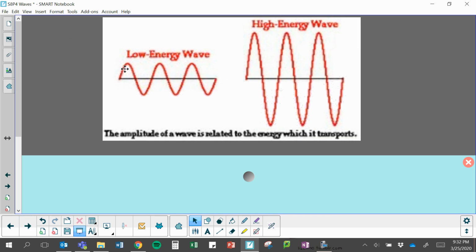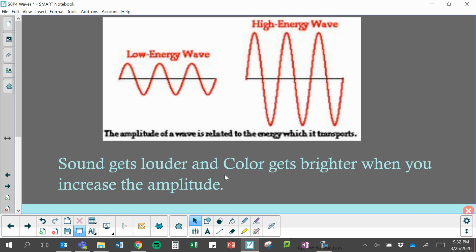Okay, so here we have a low energy and then a high energy wave, and we're looking at the amplitude. So we have a low amplitude and a high amplitude. This is showing sound getting louder. Also, if it's visible light, it also shows color being brighter if we increase our amplitude. So if this was showing light, we would have a less bright and then a more bright color. Same color, just not as bright.